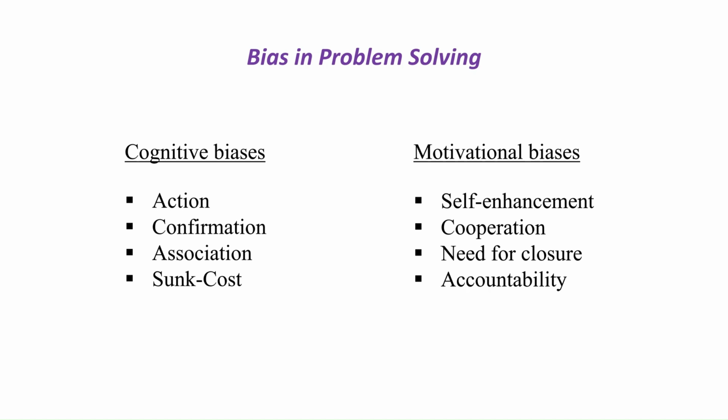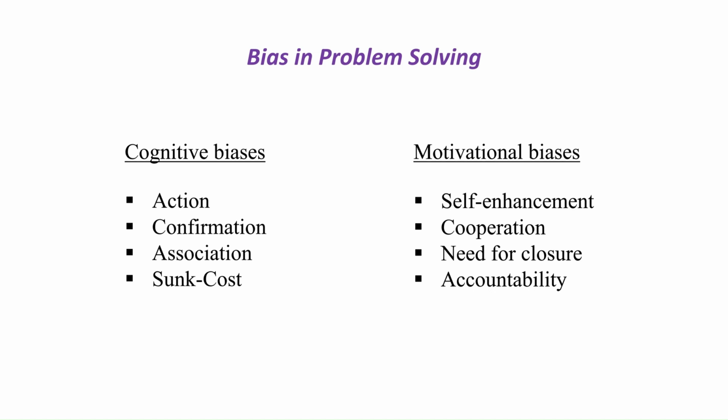Association bias. This bias occurs when individuals link unrelated things due to their mental association, even when there is no logical connection. This can impact problem solving by leading to false correlations or assumptions. Last in cognitive bias, sunk cost bias. This bias involves making decisions based on past investments rather than considering the future outcomes objectively. It can prevent people from abandoning a failing approach or project because they have already invested resources in it.